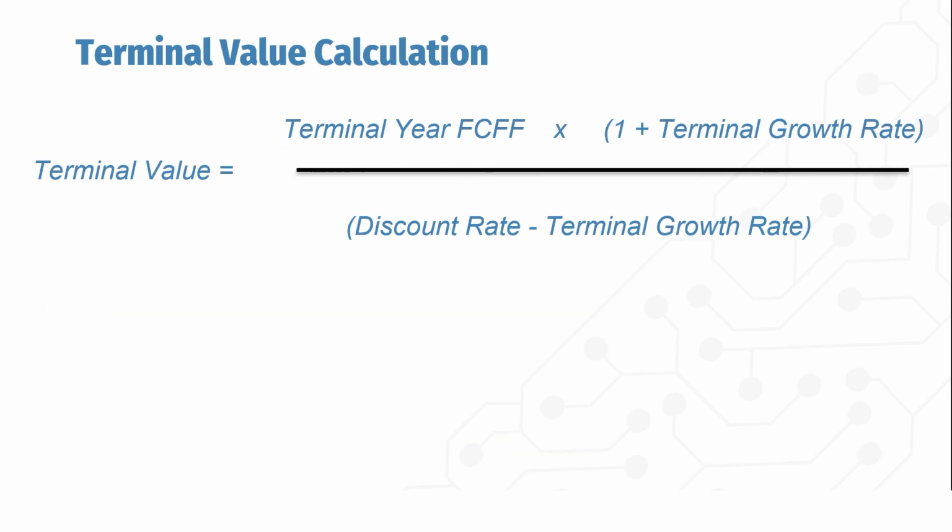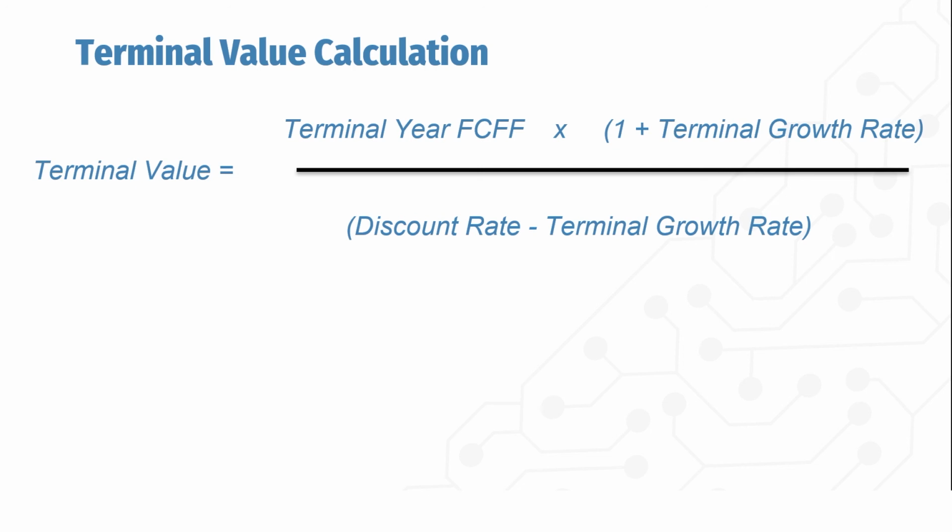Lastly, we move on to the discount rate. Since we are using free cash flows to the firm, the discount rate should be the WACC, the weighted average cost of capital. However, if we were using free cash flows to equity, then we would discount by the cost of equity. The discount rate is one of the most sensitive assumptions in the DCF. Even a 0.5% change in the discount rate can have a massive impact on the overall valuation.